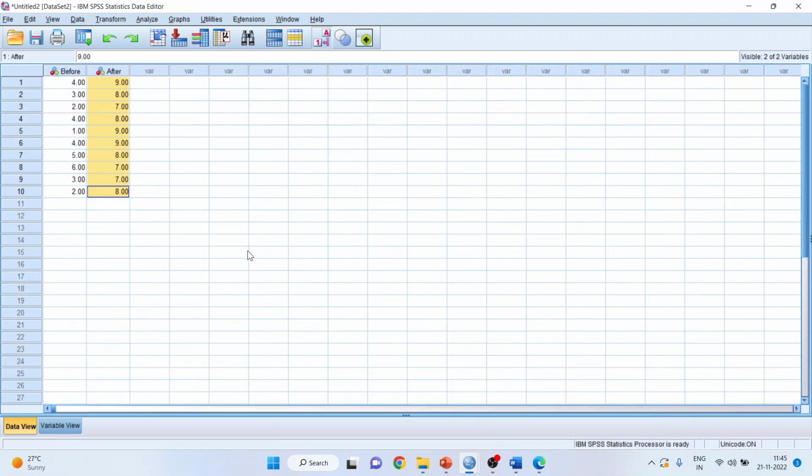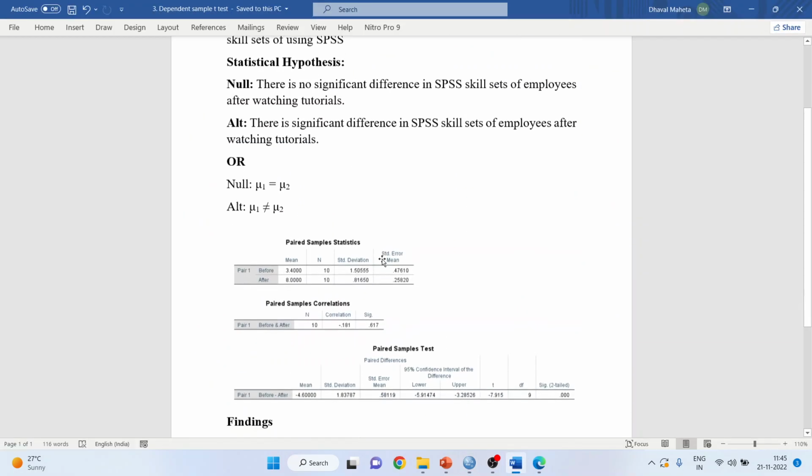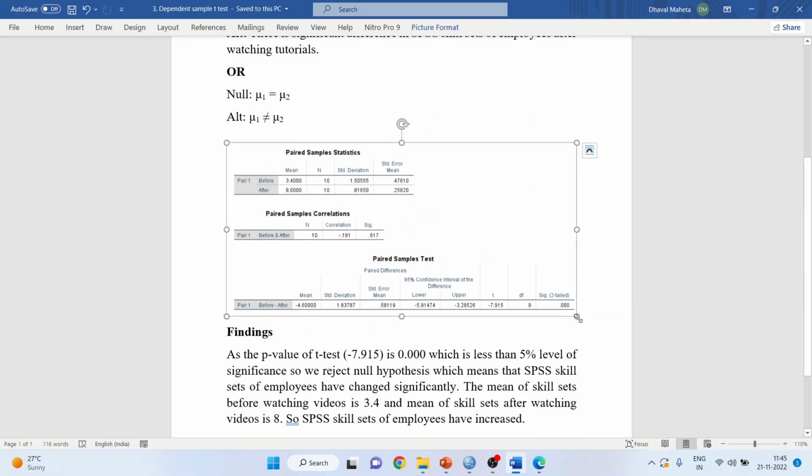Okay, now click OK and you will get the results. So these are your results. I have copied the results in the Word file. First thing which you have to see is this value, Sig value, p value. The p value of the t-test, -7.95, is 0.00, which is less than the 5% level of significance. So we reject the null hypothesis, which means that the SPSS skill sets of the employees have changed significantly.